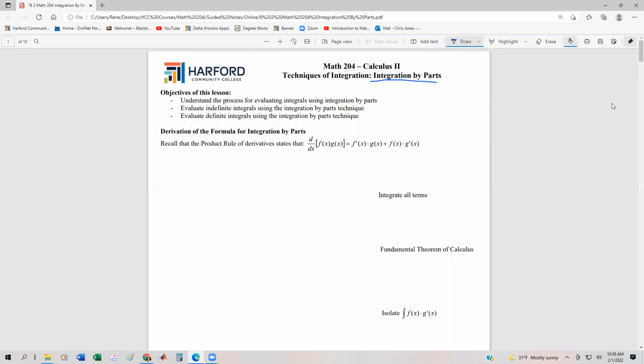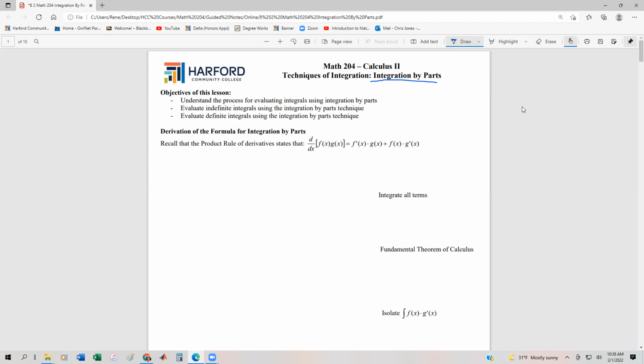So this kind of goes back to differentiation, where there's a rule for derivatives, but it only works for these specific types of integration by parts. Go back to Calc 1 and recall that the product rule states that the derivative of the product of two functions is equal to the derivative of the first times the second plus the first function times the derivative of the second.